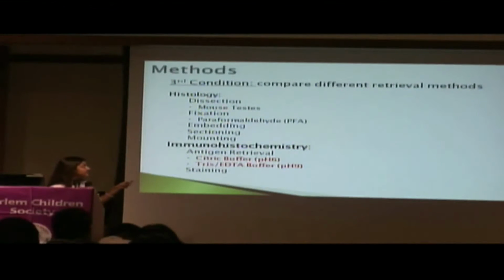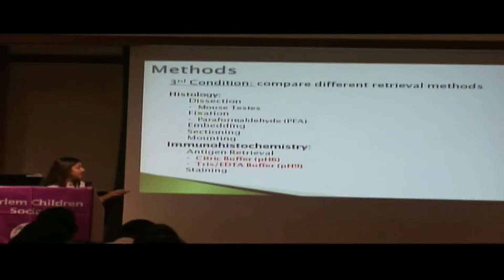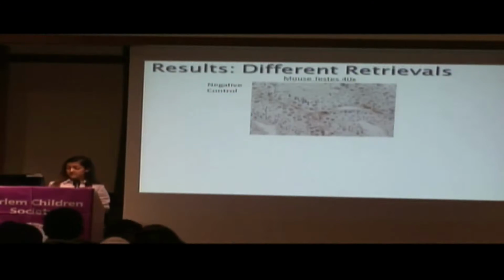And the third condition, we were comparing retrieval methods. So we know it works in mouse testes, that's the tissue, mouse, we know. And the fixation, paraformaldehyde, is standard, so we're going to use it because we know it works well in both. And then for the antigen retrieval, we're now testing citric buffer versus tris buffer with a pH of 9.